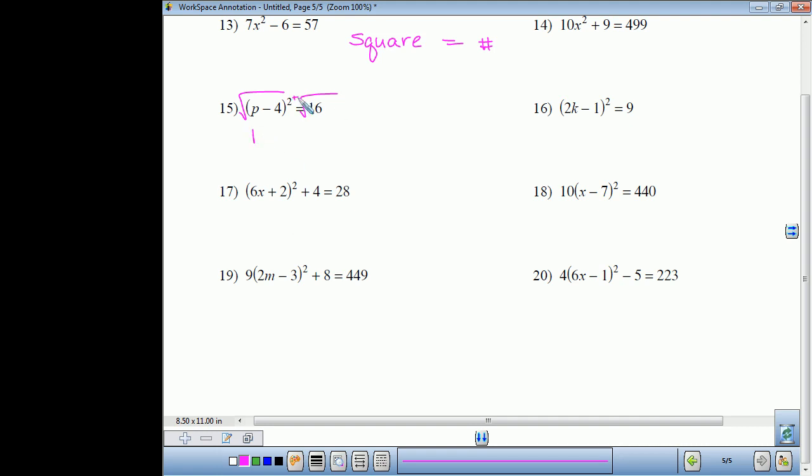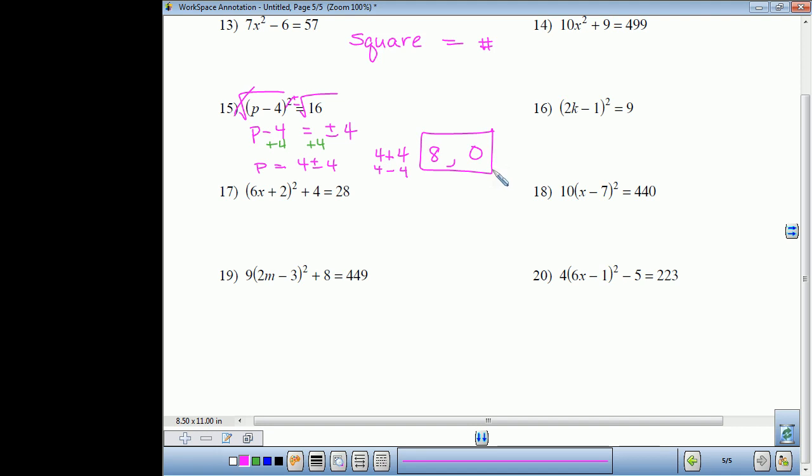So here I get P minus 4, because on this side the square and the square root cancel. So I get P minus 4 equals plus or minus, what is the square root of 16? 4. So that's what I do next. To solve for P, I have to add 4 here and add 4 here. So I get actually 2 things. I get P equals 4 plus or minus 4. What is 4 plus 4? 8. And what is 4 minus 4? 0. So my 2 answers are 8 and 0.